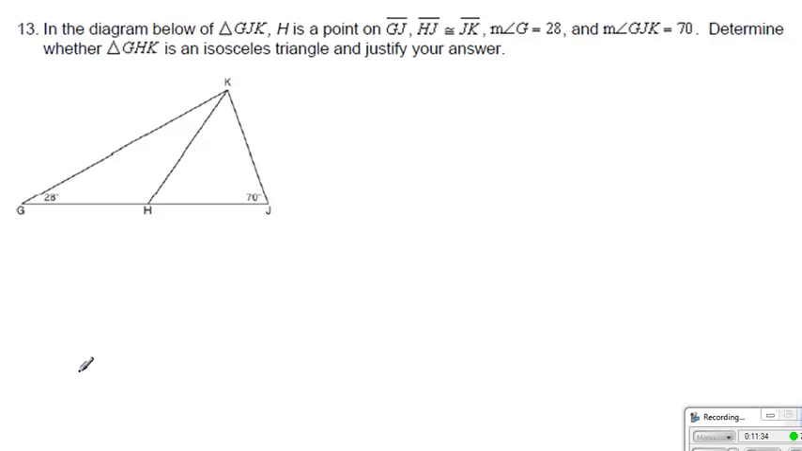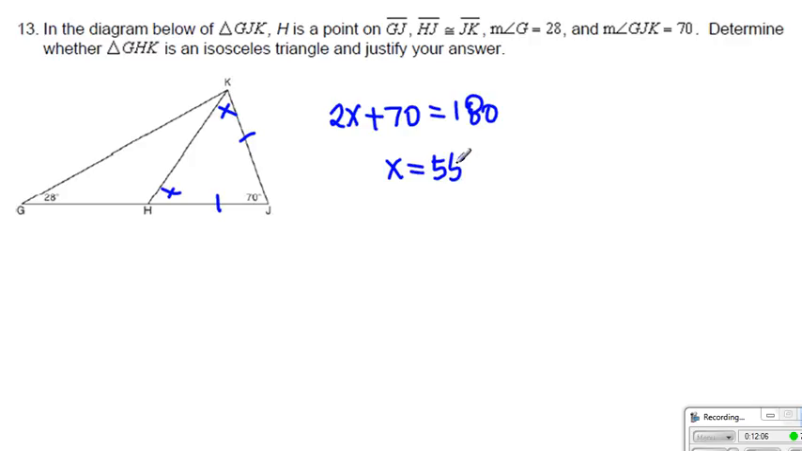Number 13. Here we have HJ is congruent to JK. Now that means if this one is a 70-degree angle, and I call this one x because of an isosceles triangle here, we have 2x plus 70 must be equal to 180. And here you'll realize that x will be equal to 55.